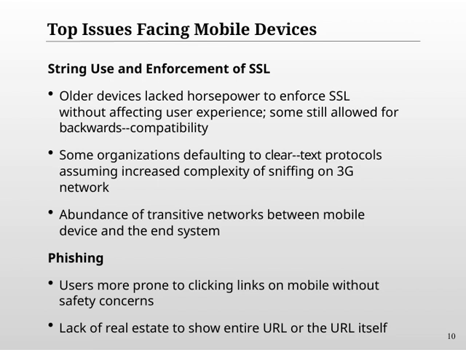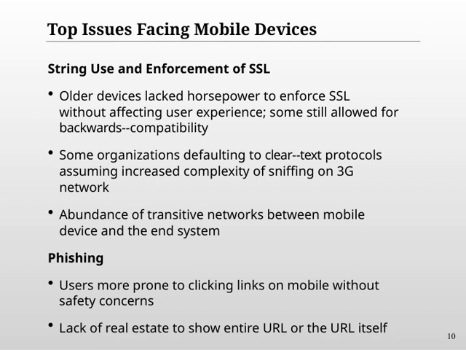Another issue is the abundance of transitive networks between the mobile device and the end system. These multiple layers can create additional points of vulnerability, making it harder to ensure data security end-to-end. Now, shifting to phishing, users on mobile devices tend to be more prone to clicking on links without considering safety.